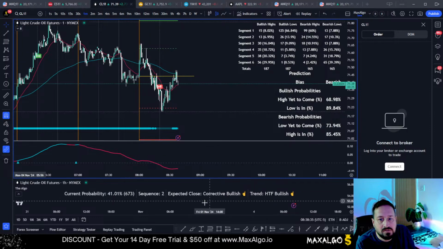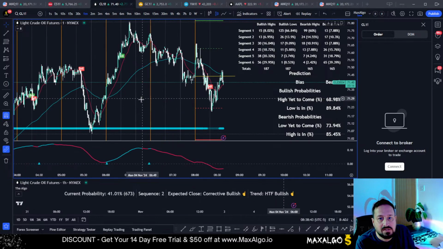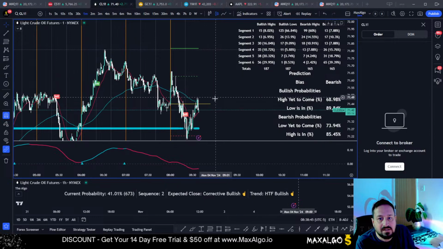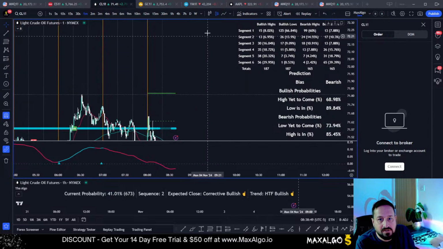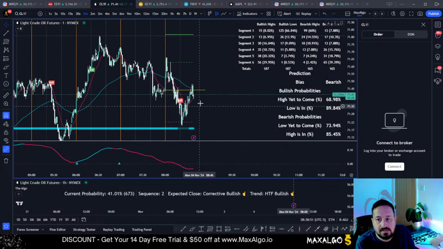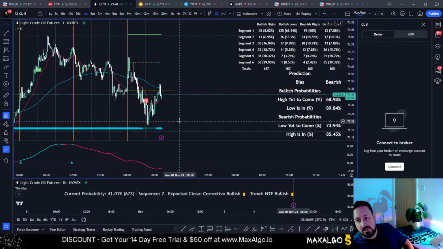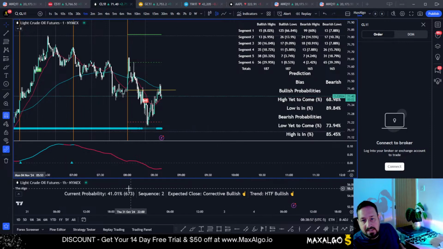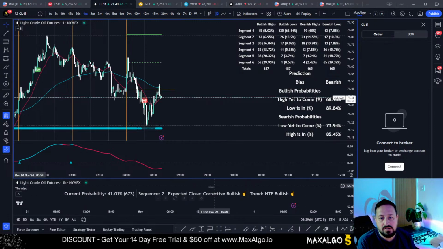Right? The algo doesn't just predict what's going to happen. It predicts what expected price you're expecting. Corrective, which means we are expecting to correct, and then as long as our trend AI is showing us, we expect to carry on, right? To continue with the trend. So the algo is helping to not just tell you what probability, but what you can expect that time period you selected to potentially be like.